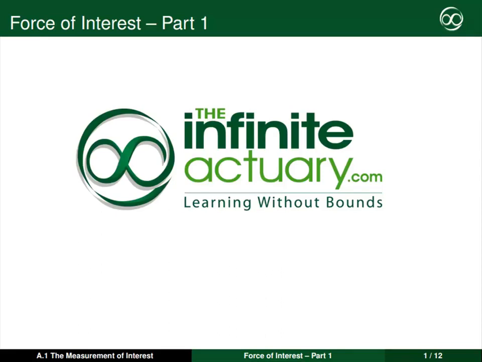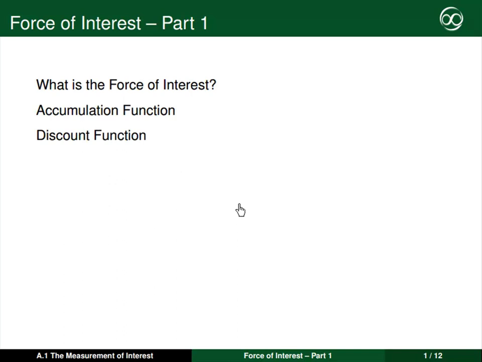Oh no, the force of interest. This is the force of interest lesson, part one. In this lesson, we'll talk about what is the force of interest and how we can write down the accumulation function and the discount function if we're given the force of interest. Well, let's get started.